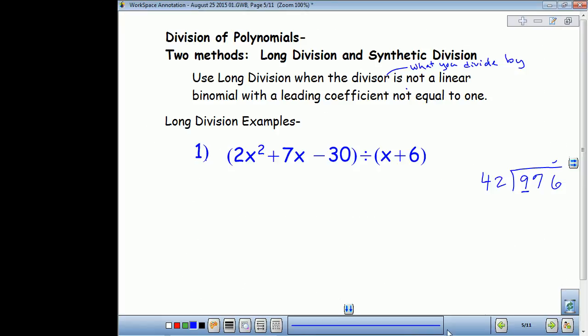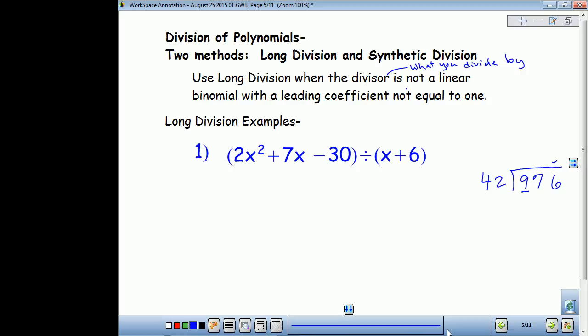Today, we're going to look at the last operation. We've done addition, we've done subtraction, we've done multiplication. Now we're going to do division. So we're doing division of polynomials. And we're going to look at two methods. We're going to look at long division and synthetic division. You're going to like synthetic the best, but it doesn't always work. So the first thing we're going to look at is long division, because long division will always work.